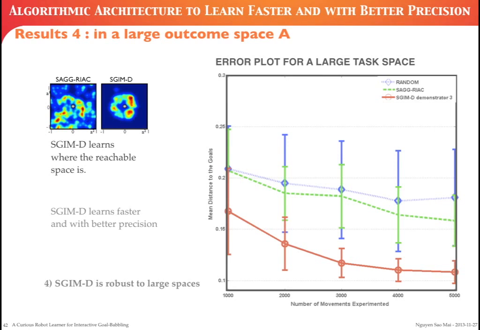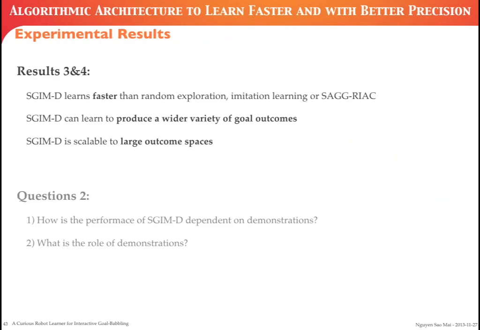We also plotted the mean distance with respect to time, and again, the red curve here, which corresponds to SJMD, is lower. So it learns faster and with better precision, and also a little bit more reliable than Saga RIC. So even in large spaces, SJMD is robust. These plots show that SJMD learns faster than random exploration, imitation learning, or Saga RIC.